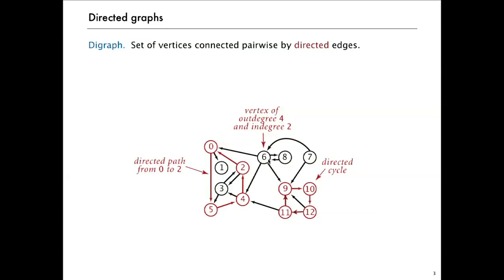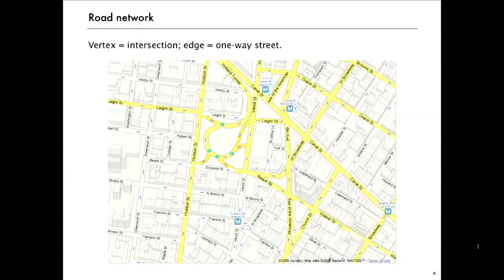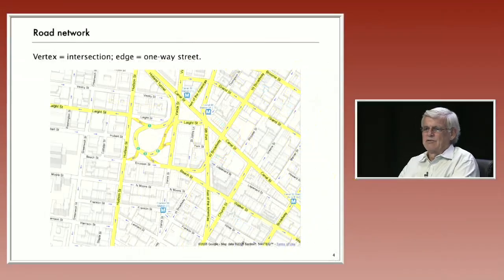Also, vertices have in degree and out degree in DiGraphs. The out degree obviously is the number of arrows leaving the vertex, and the in degree is the number of arrows coming into the vertex. Those are the basic definitions. Let's look at a couple of applications.